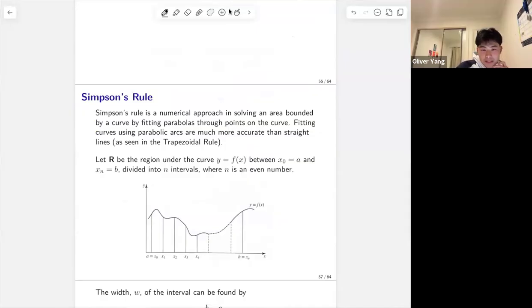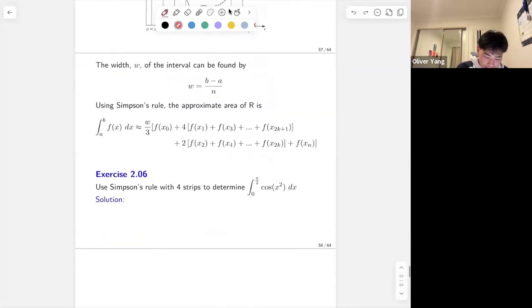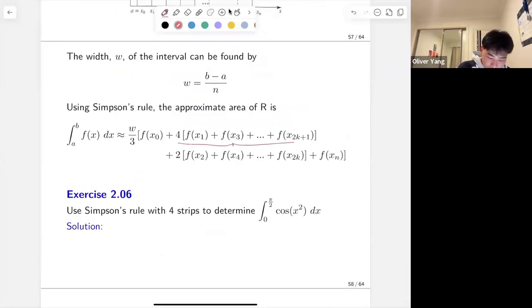What Simpson's rule does is that for each strip, it's going to make a quadratic, right? It's going to make a function. So it's a lot more accurate than trapezoidal, because trapezoidal kind of just does lines. This is the formula, and obviously you've got your odds and your evens. These are your even ones.